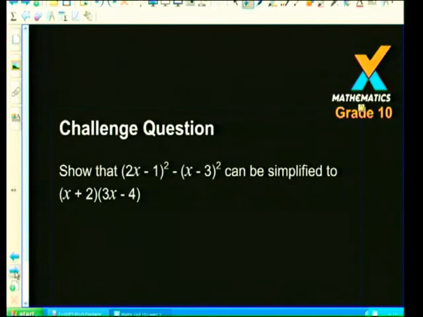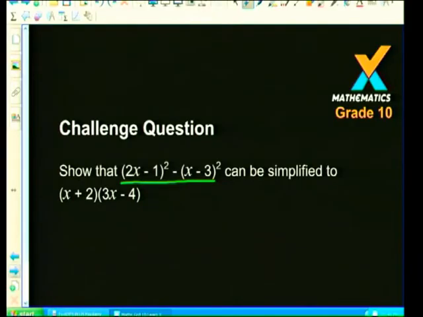Here we have a couple of challenge questions. Now, challenge questions are not the everyday question. They've got a little bit of a twist to the tail. So read them carefully, and they're accessible. You've got the skills to do them. You just have to have a look and see if you can work out how. This one's fairly straightforward. We have to show that that can be simplified to that.